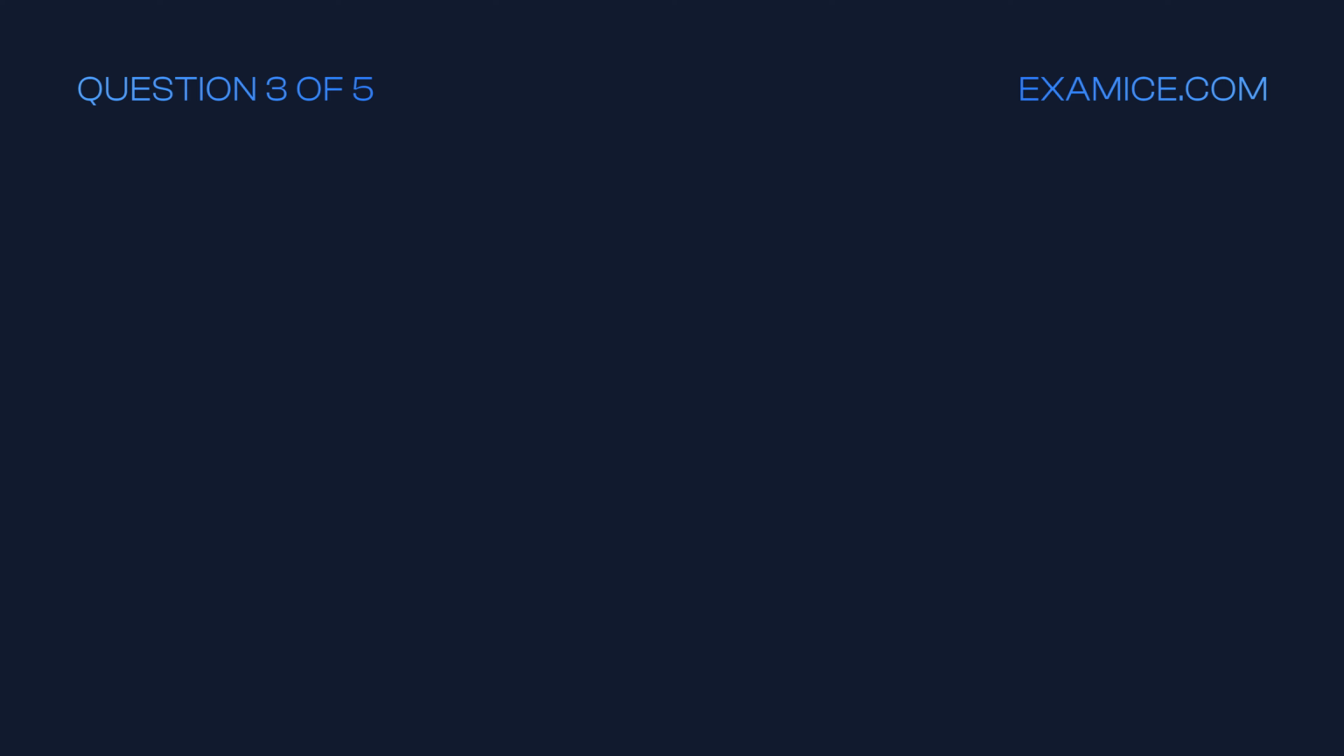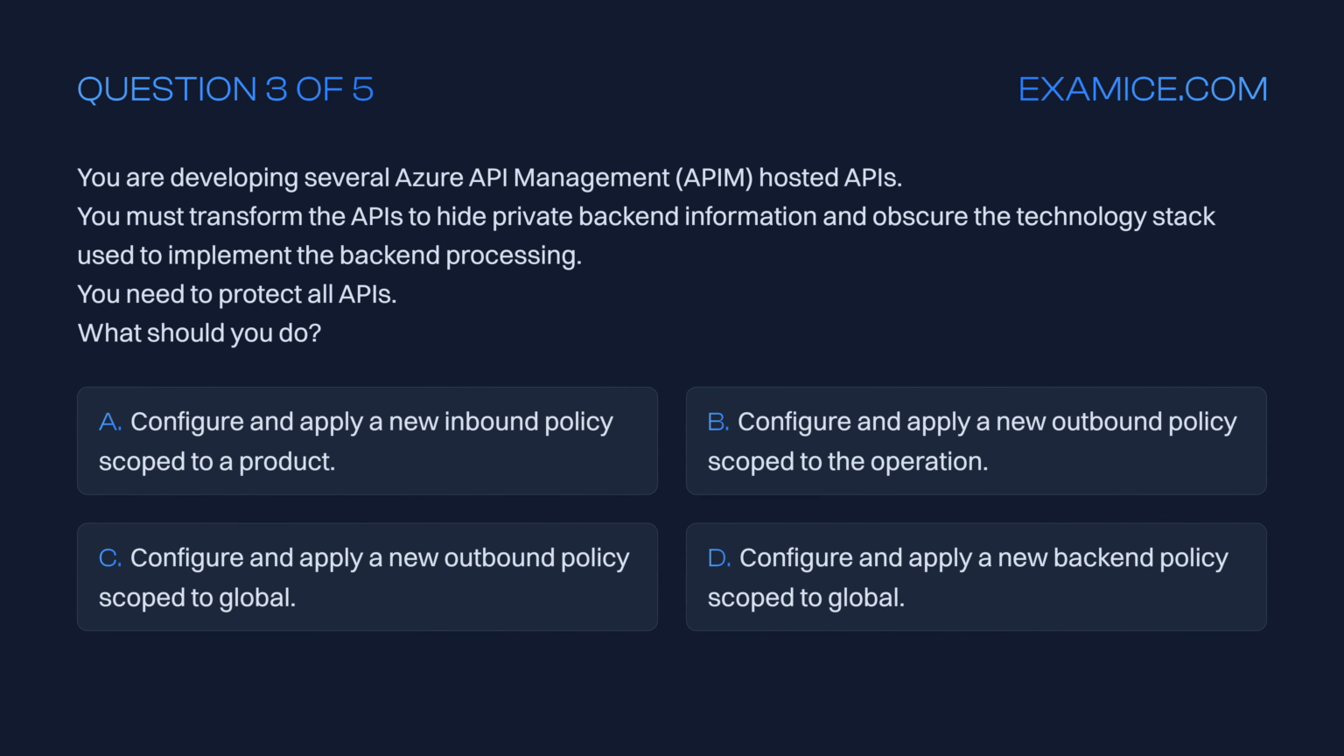Question 3. You are developing several Azure API Management hosted APIs. You must transform the APIs to hide private backend information and obscure the technology stack used to implement the backend processing. You need to protect all APIs. What should you do? Option A. Configure and apply a new inbound policy scope to a product. Option B. Configure and apply a new outbound policy scope to the operation. Option C. Configure and apply a new outbound policy scope to global. Option D. Configure and apply a new backend policy scope to global.